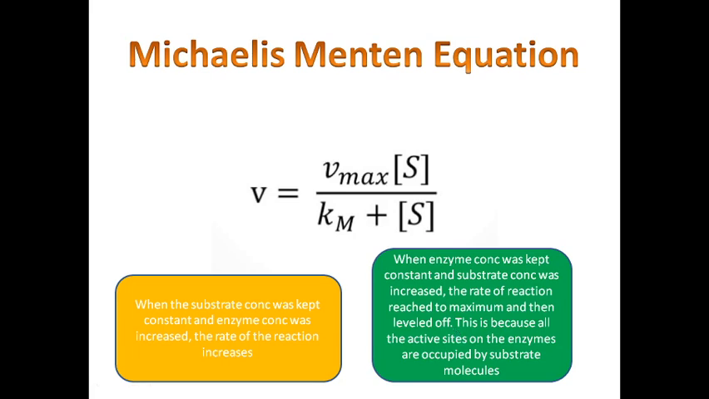Why did it start leveling off? When the concentration of the substrate was increased and enzyme concentration was kept constant, all the enzyme present in the reaction was utilized, because all the active sites of the enzymes were occupied by the substrate molecules. Now if substrate is added, no active sites are present to bind with the substrate molecules. So it starts leveling off.